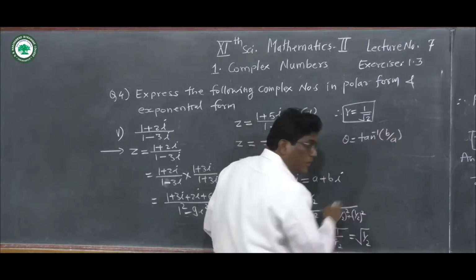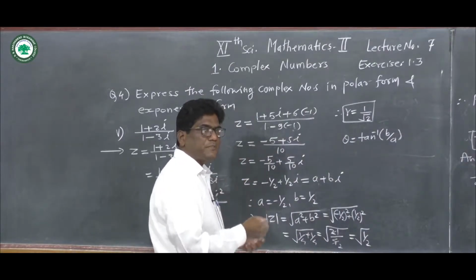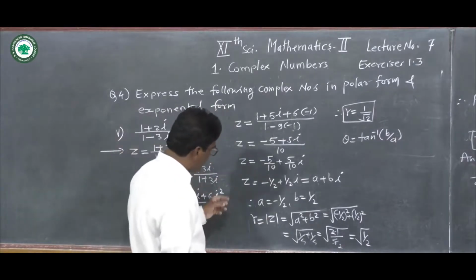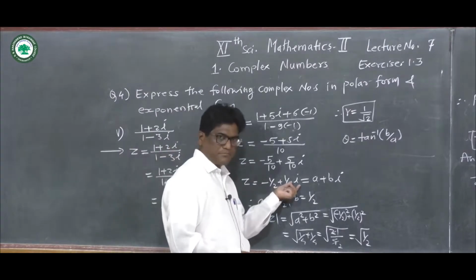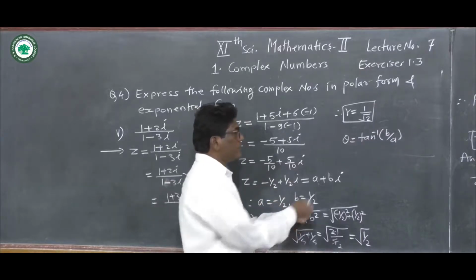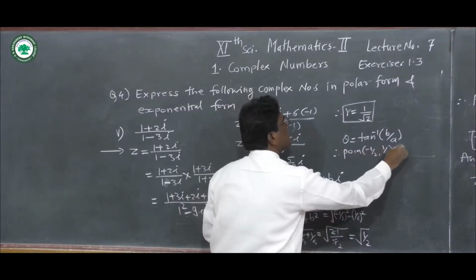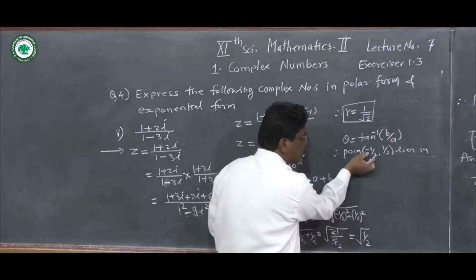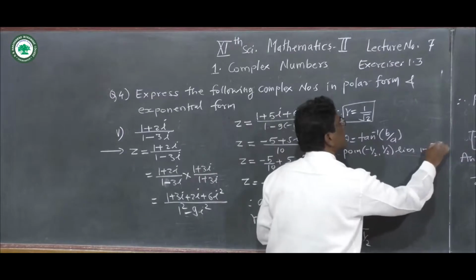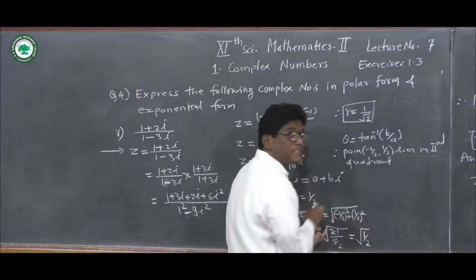Then we write the formula of theta, then write where this point lies. Which point? This Z. Complex number Z is equal to minus 1 half plus 1 half I. So this complex number represents the point (minus 1 half, 1 half). Therefore the point (minus 1 half, 1 half) lies in which quadrant? The x coordinate is negative and the y coordinate is positive, so it lies in the second quadrant. And therefore theta should be in the second quadrant.